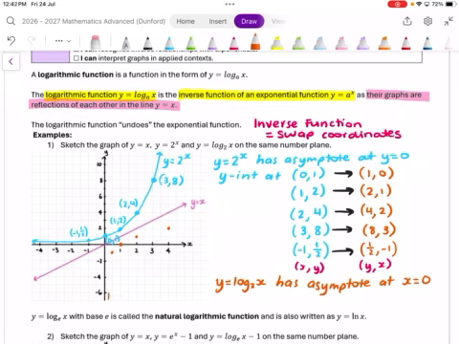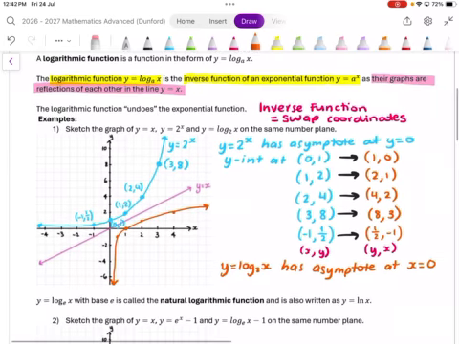So then what we have is our logarithmic function just on that side of our y equals x line, and we have our coordinates that we need to plot on as well. Okay, and this is our y equals log base 2 of x.